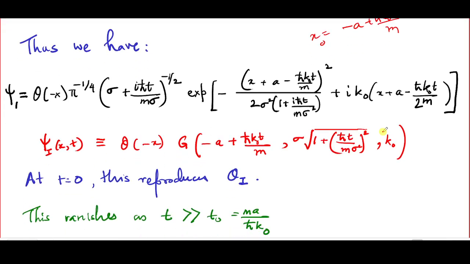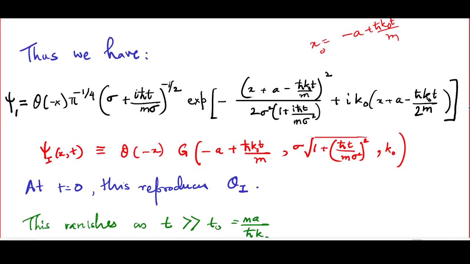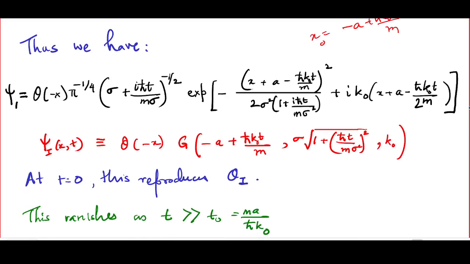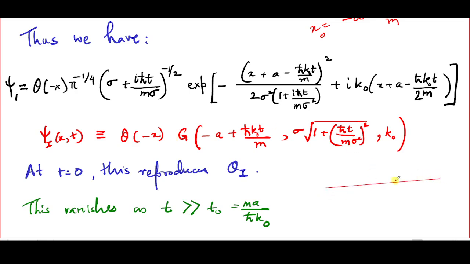Now, what happens when t is much bigger than t naught? That is, t is so big that h cross k naught t by m is way bigger than a. Then the center of this Gaussian piece would be at a large positive value. The center is at minus a plus h cross k naught t by m, and when h cross k naught t by m is much bigger than a, x naught is at a large positive value. So the Gaussian alone would have been peaked somewhere here, where this is x equal to 0.